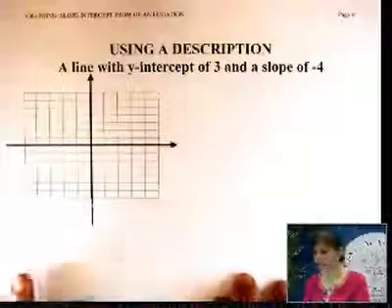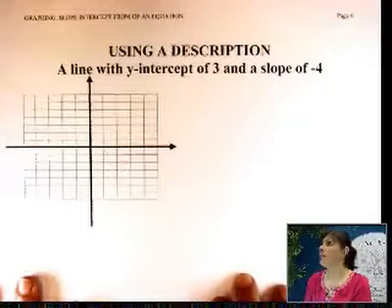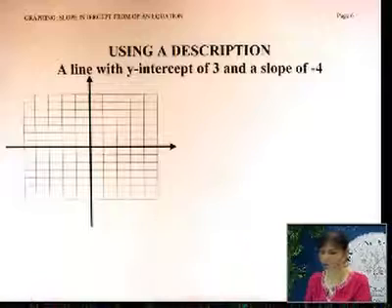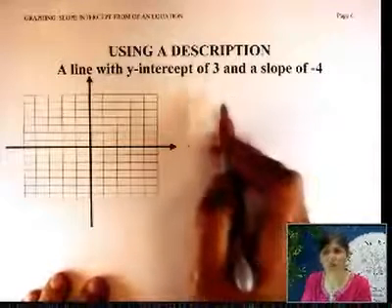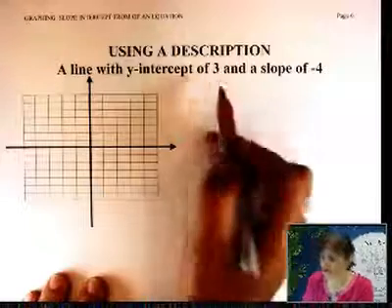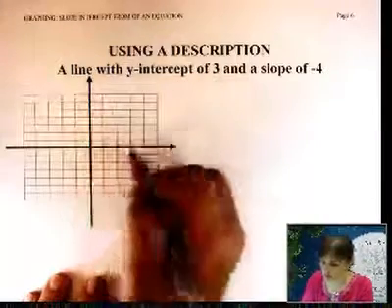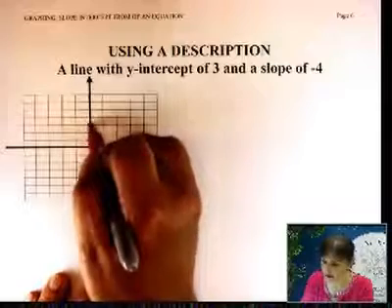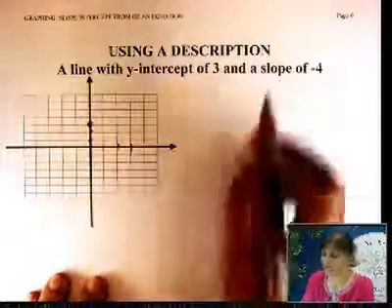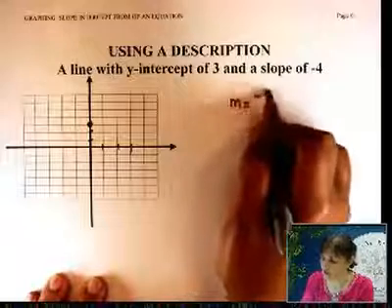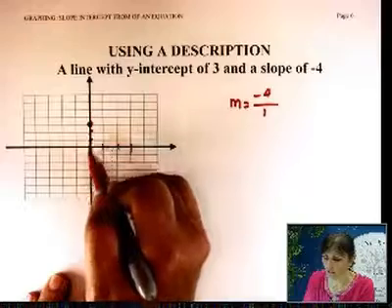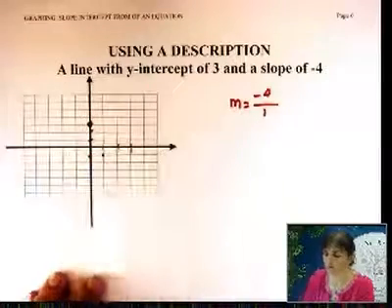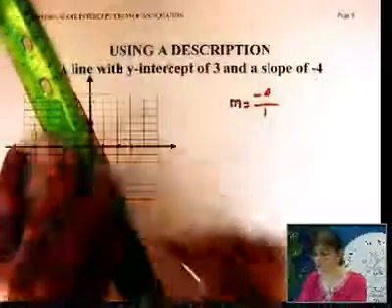Okay. Or you can actually be asked to do this with words. A line with y-intercept of 3 and a slope of negative 4. Let's draw it first, and then we'll put down the equation. y-intercept of 3, here it is, and slope of negative 4. Slope of negative 4 means you're going to go down 4, 1, 2, 3, 4, and 1 over, and now you draw. Here's the picture of it.